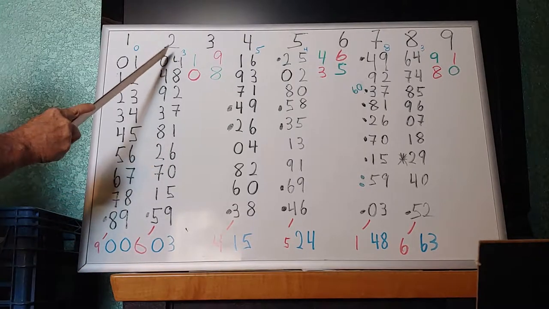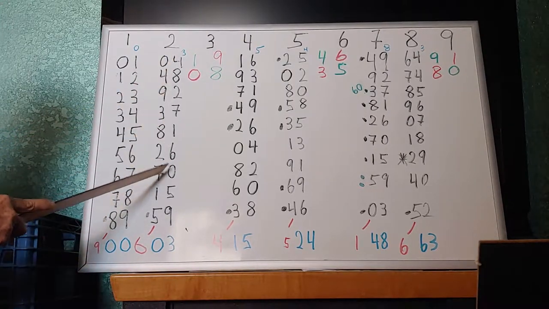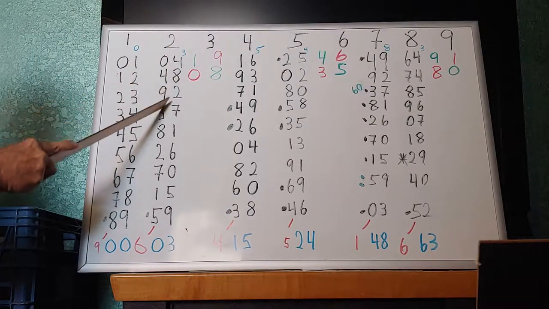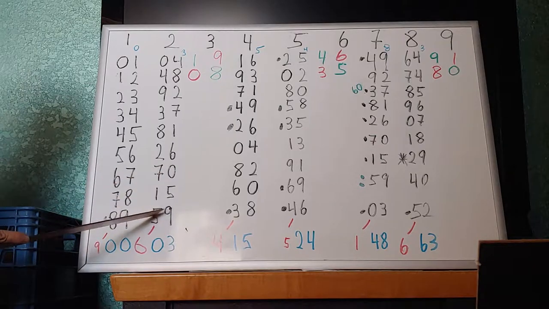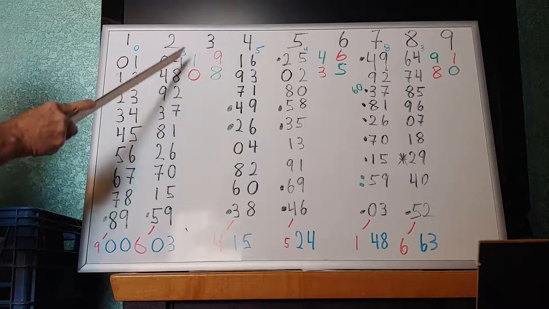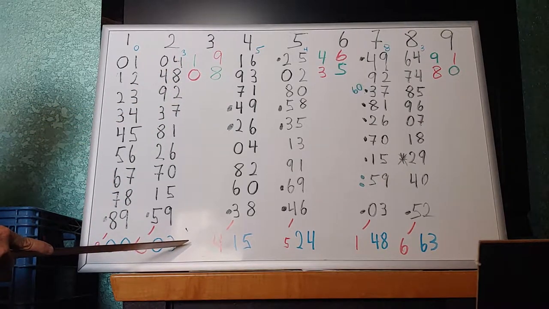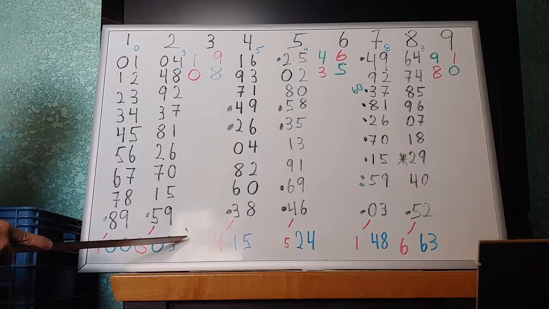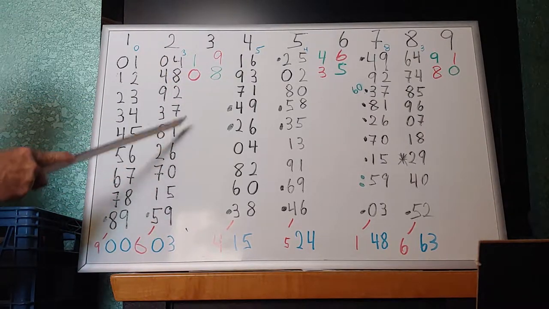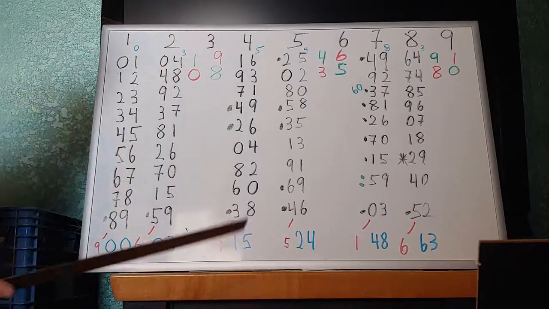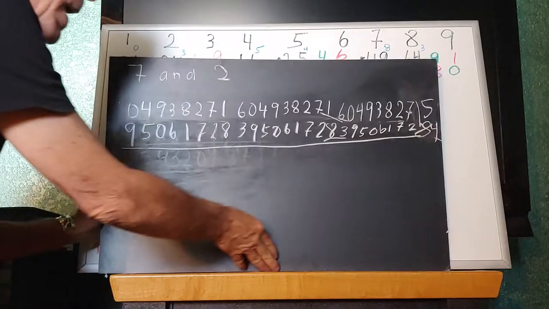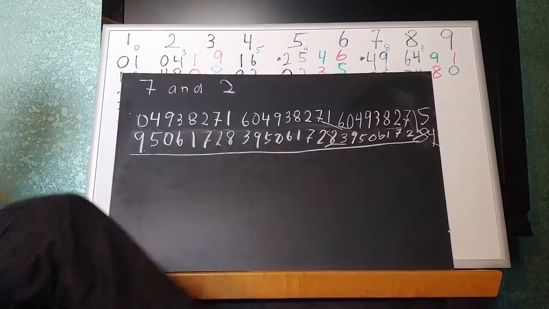0493827 16. 0493827 16. That's 18 of them. 0493827 15. Then it's going to go 950617283. That's 9 of them. 950617283, that's 18 of them. 950617284. Okay, so that's how it ends. So we do the repeating sequence in intervals of 9, and then we just end the sequence.